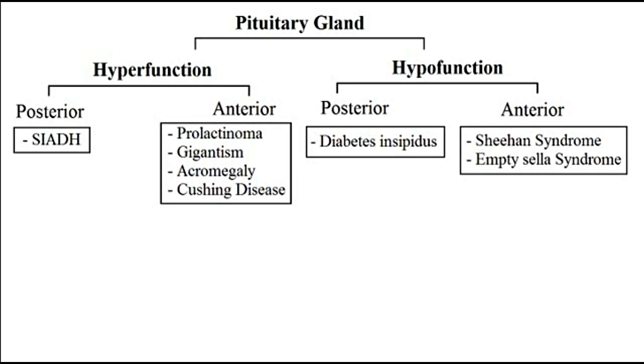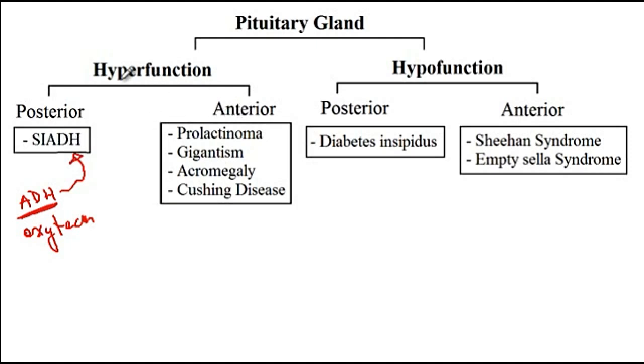Now that we are done with the discussion of every one of these hormones, it would be very easy to review every one of these hormones and the syndromes that they produce. So for the pituitary gland, if there is a hyperfunctioning of the posterior pituitary, you know the posterior pituitary is producing ADH as well as oxytocin. So the overproduction of the ADH will lead to the development of the SIADH.